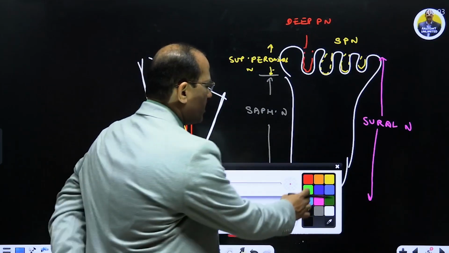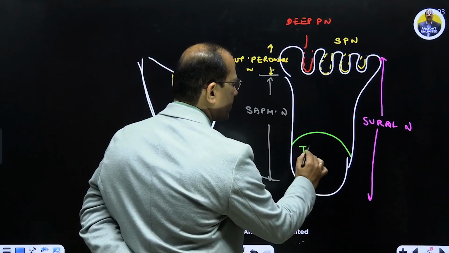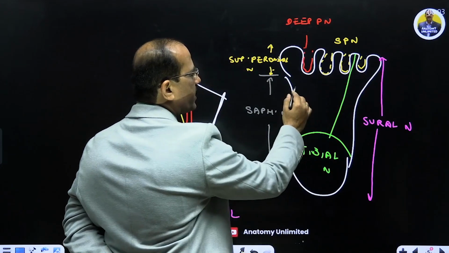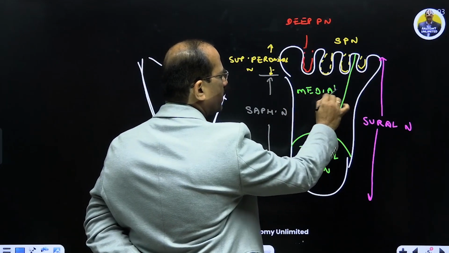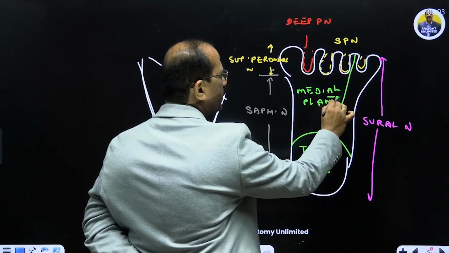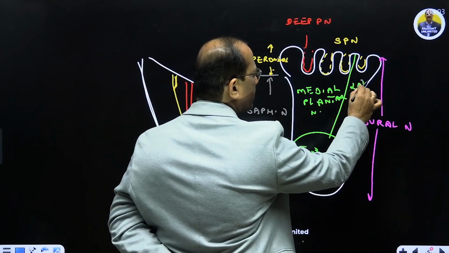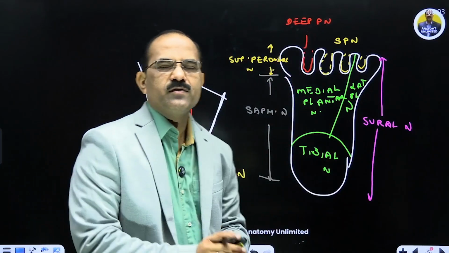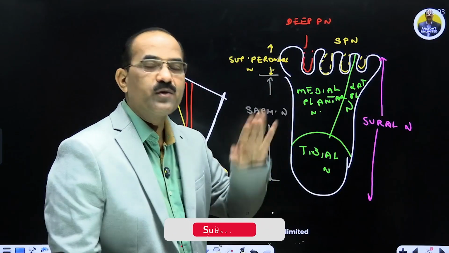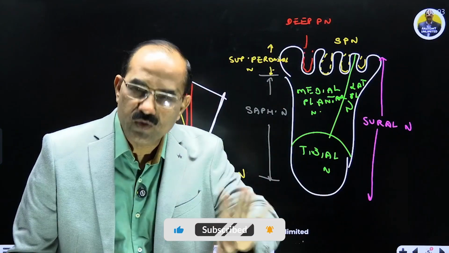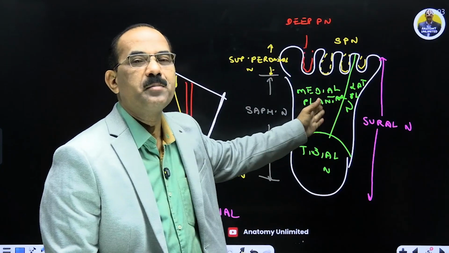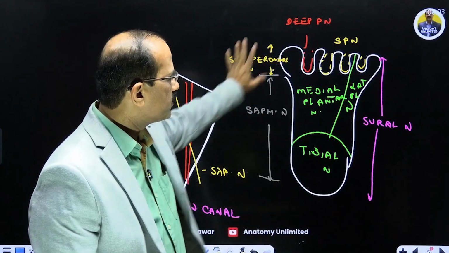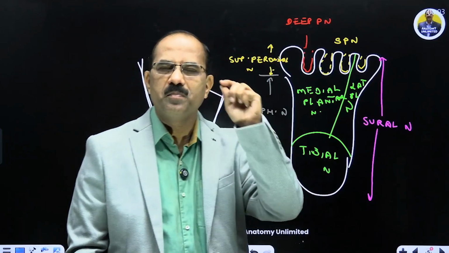The heel, this heel that you see, is supplied by the tibial nerve. And now the 3.5 and 1.5 fingers. The 3.5 fingers are supplied by the medial plantar nerve, and the 1.5 fingers are supplied by the lateral plantar nerve. This is the sole of the foot. The medial plantar nerve supplies 3.5 fingers on the sole of the foot. The lateral plantar nerve supplies 1.5 fingers on the sole of the foot. These medial and lateral plantar nerves are branches of which nerve? They are branches of the tibial nerve. So this is the nerve supply of the foot. Very, very important, children.